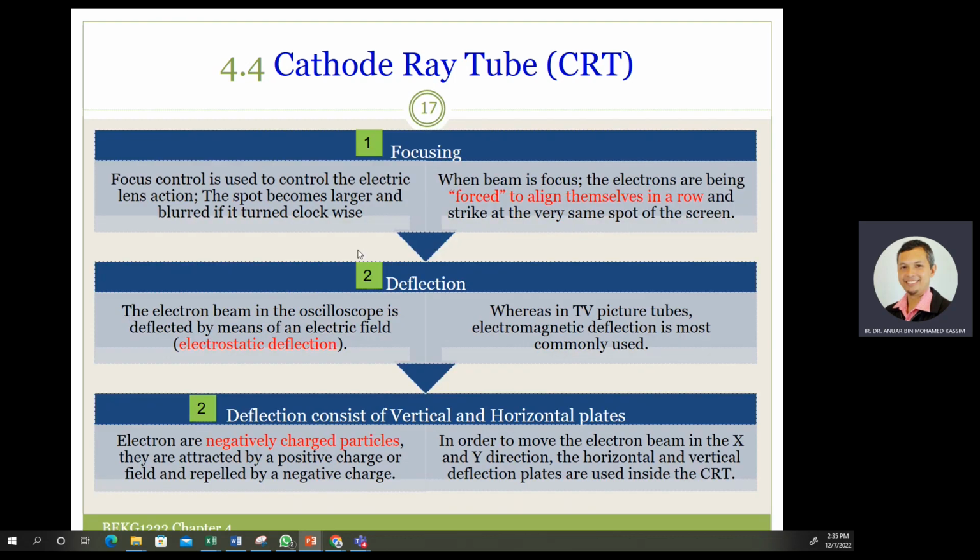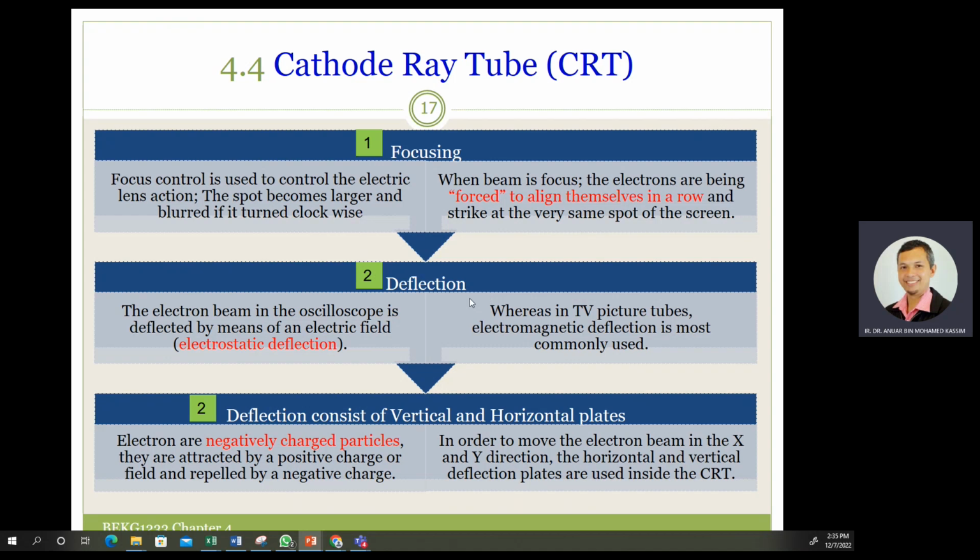Next, the focusing control is used to control the electric lens action. The spot becomes larger and blurred if it is turned clockwise, which means dimmer. When the beam is focused, the electrons are forced to align themselves in a row and strike the very same spot of the screen, so we can see a very sharp line or a very sharp point. Otherwise, if we turn it clockwise, it becomes blurred and larger.